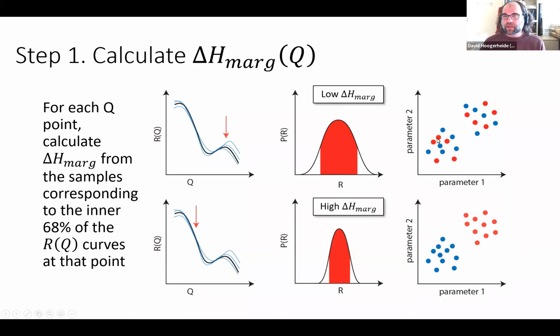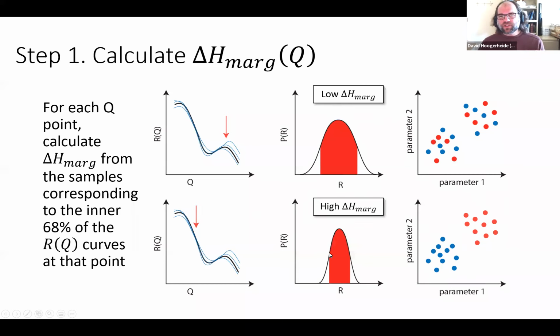And this is a key point. You're basically trying to find measurement points that are going to reduce the variance of your parameters of interest. Okay. So in this particular case, you'd have a low increase in information because you haven't decreased the variance of your parameters. And in this case, you would have a high information increase.